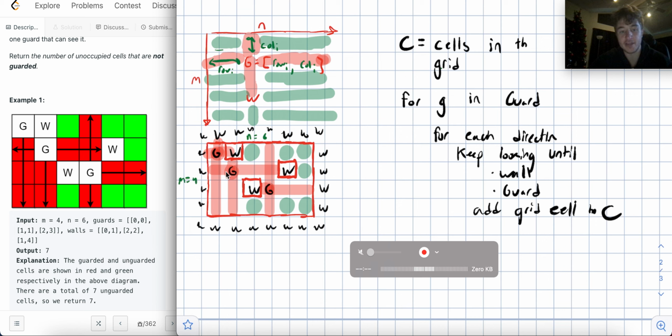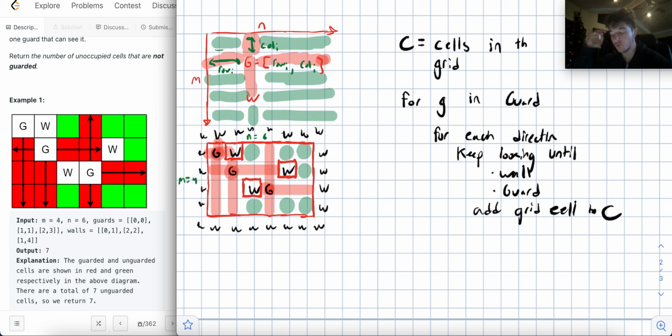I look up, nothing. I look left. I hit a cell. I add that grid cell to C. Note that that cell would already be in C because there's a double intersection. I look down. I look right. I hit this wall. I'm done. Look at this guard. I look up, look right, look down, hit a wall. I'm done. All right. So that's all we really have to do to make this work. So now what this really becomes about is, well, how do we program it and how do we do this efficiently?